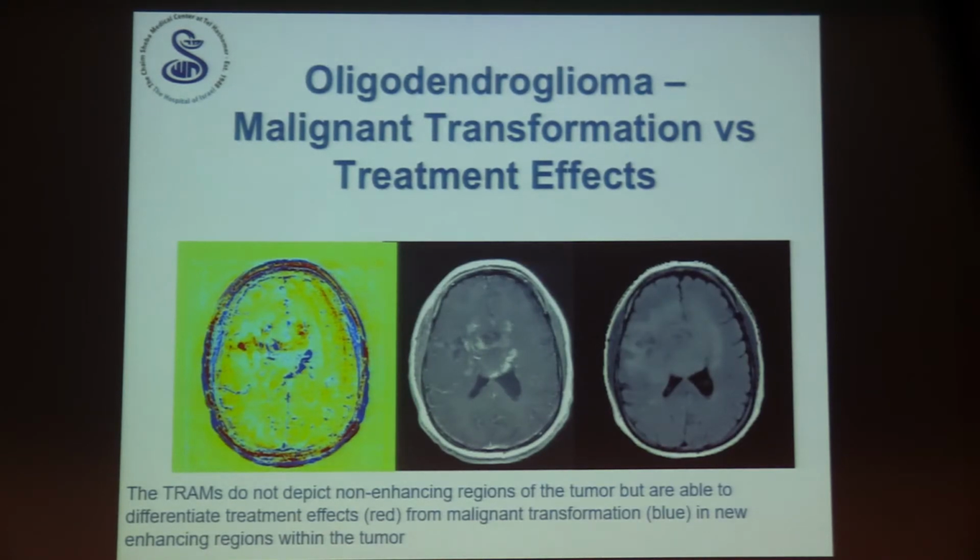TRAMs do not work with non-enhancing tumor, at least not yet. So we cannot help patients with low-grade gliomas. But when there is new enhancement within a low-grade tumor with a question of malignant transformation versus treatment effects, in those cases we can help. And this is an example of a low-grade tumor with new enhancement, and you can see that there's some treatment effects, but there's definitely a significant component which shows active tumor, so this patient was treated as a high-grade tumor.